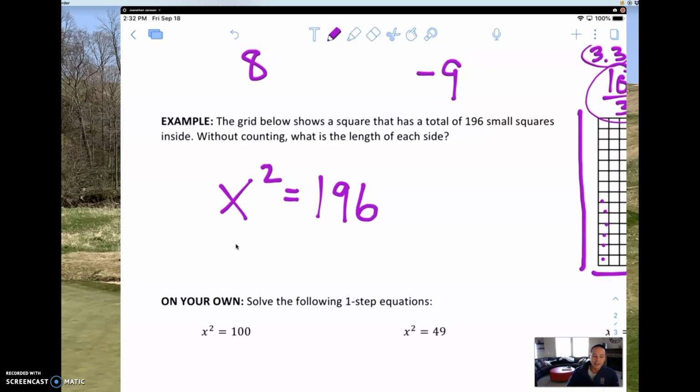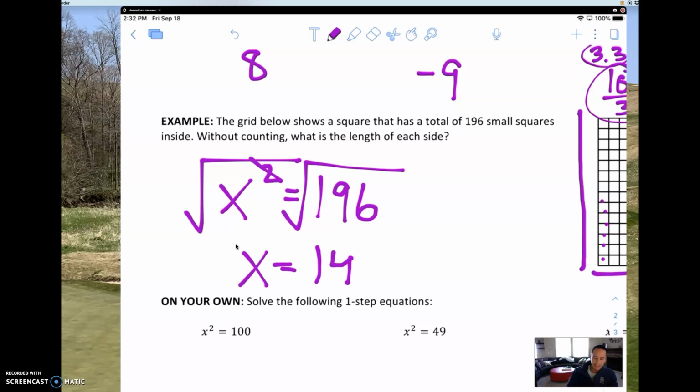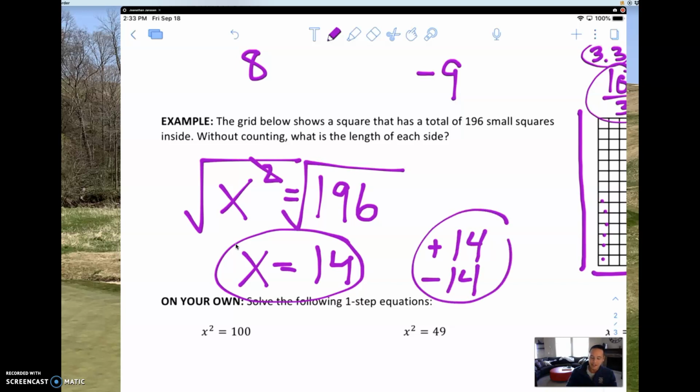Now to solve an x squared, remember the opposite of a squared is a square root. So I'm going to square root both sides, and by doing that, that squared will go away. So on your calculator, you can type in the square root of 196, and we get x equals 14. Now, if you want to be super technical, when you're solving equations and you take the square root of both sides, there's technically a positive 14 and a negative 14 as your answer. So technically there's 2 answers. We're just focusing on the positive one.